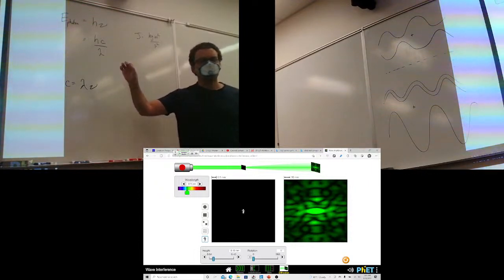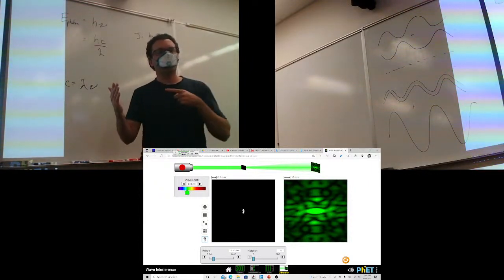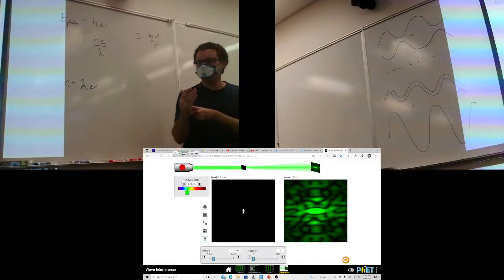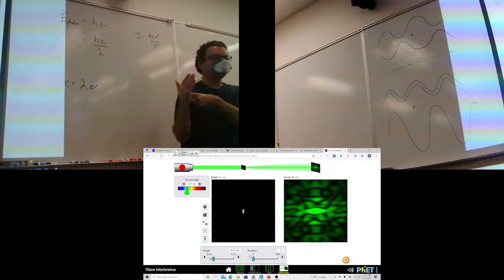You mount it inside the machine that uses an X-ray laser. And that X-ray laser will shine through the crystal.